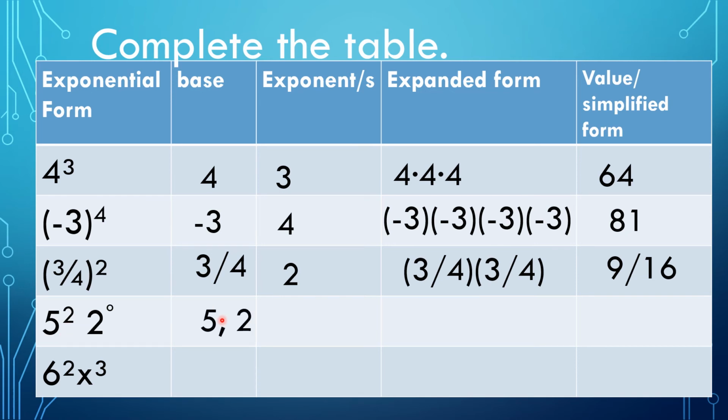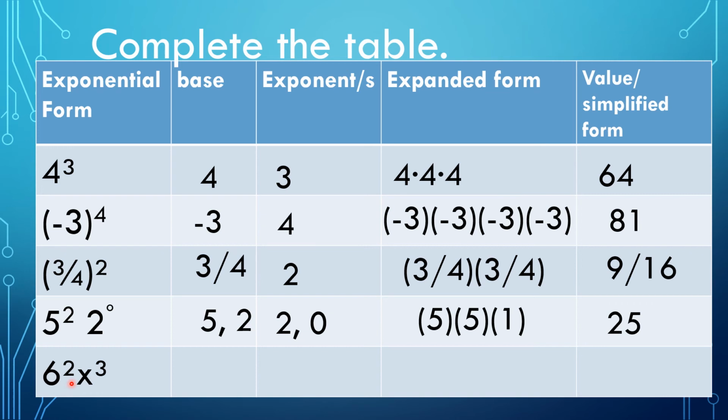What about 5 to the second power or 5 squared? The base is 5 and 2. The exponent is 2 and 0. And the expanded form is 5 times 5, then times 1, because 2 raised to 0 is 1. And that is equal to 25.